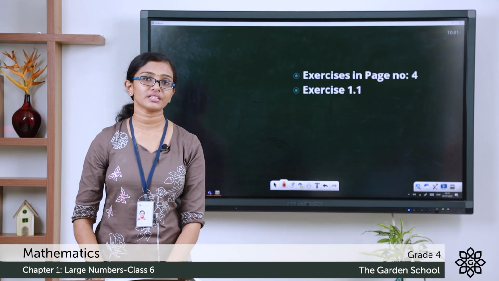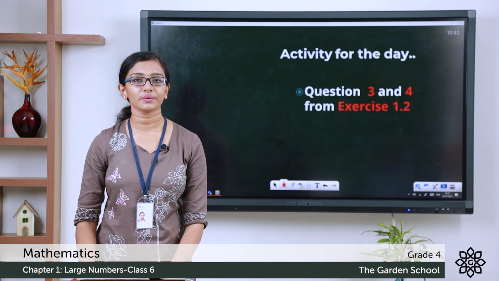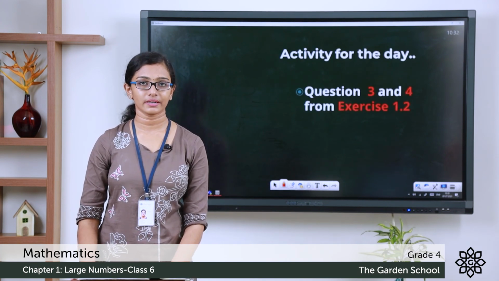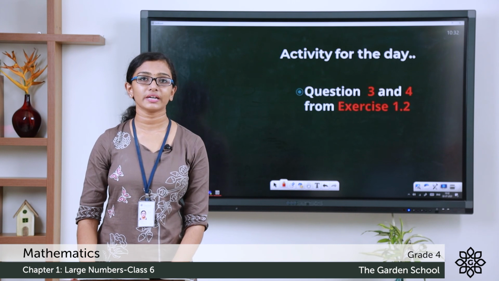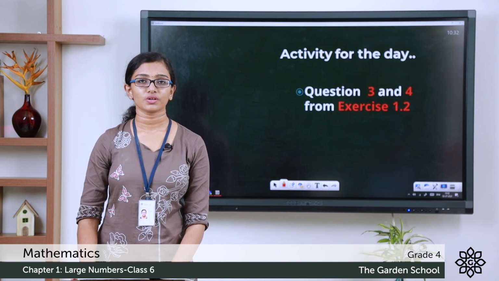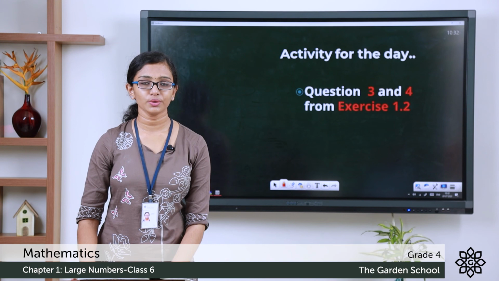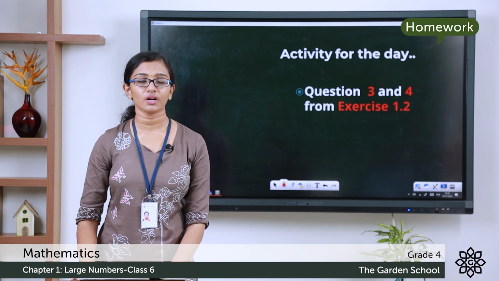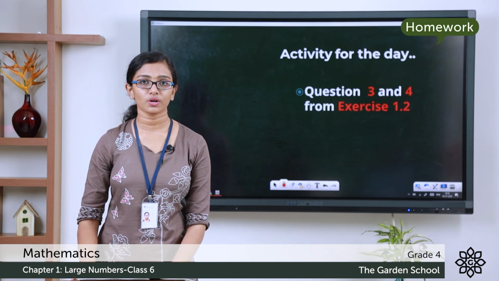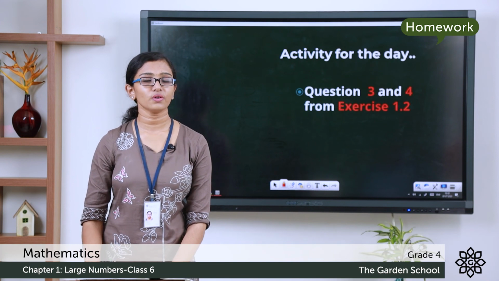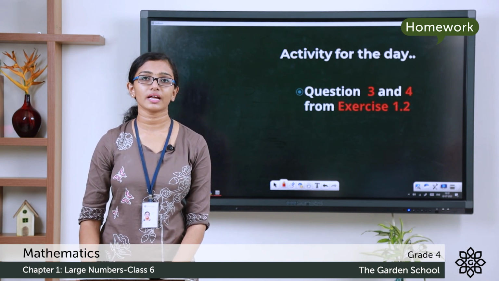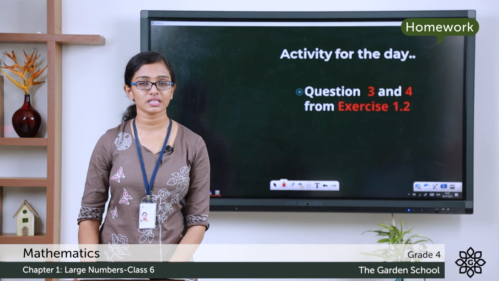So I hope all these answers were correct. So today we talked about expanded form of a given number, the successor and predecessor of a number. So I hope the concepts were clear to you. So as an activity for the day, all of you take exercise 1.2. The questions 3 and 4 are about successor and predecessor. You can note down the questions in your notebook.